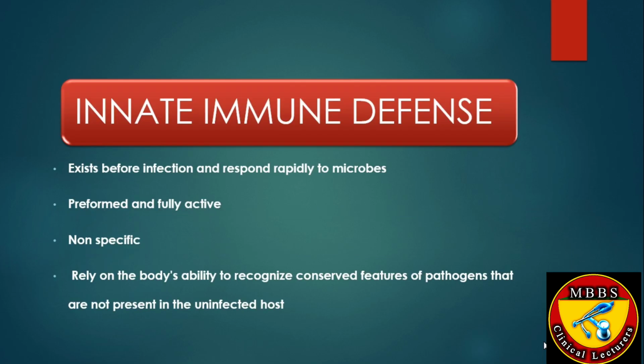Now let's begin with the innate immune defense. Students, this is the inbuilt immune defense of the human body, meaning everybody has this innate immune defense already programmed in our cells, and this exists even before the infection and responds rapidly to the microbes, because this is preformed and fully active, but the disadvantage is that this is non-specific. It also relies on the body's ability to recognize the conserved features of the pathogens that are not present in the uninfected host.